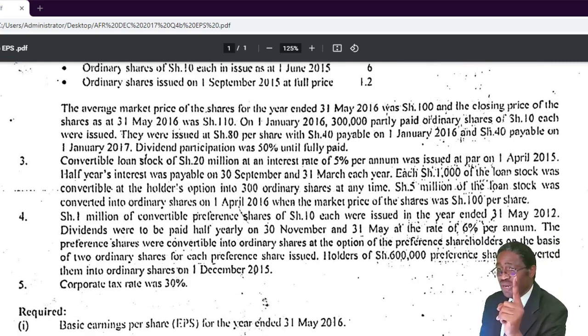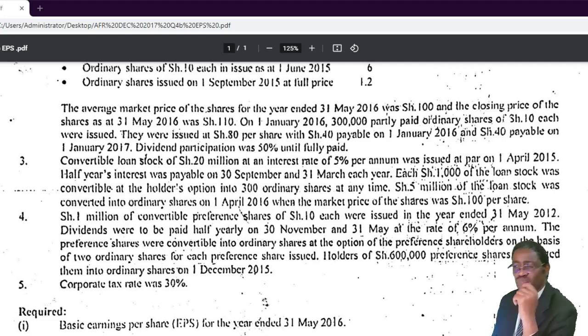Shillings 1 million, I'm reading note number 4, shillings 1 million of the convertible preference shares of shillings 10 each were issued in 2012. Dividends are paid half yearly at 6%. The preference shares were convertible into ordinary shares. Then you are told holders of shillings 600,000 converted them into ordinary on 1st December.